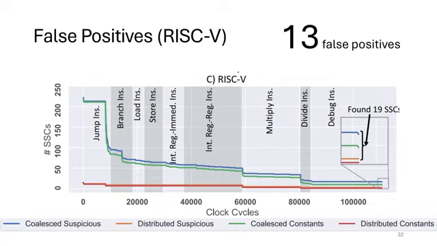RISC-V uses a simple program that uses all 8 instruction types. This is a program that's given in the RISC-V design repository, the open source repository. This one finds 16 coalesced and 3 distributed systems of counters, and 2 of those 3 distributed ones are suspicious, and 4 of the 16 coalesced ones are suspicious. So there are 13 false positives here, but it's still pretty significant that it eliminated so many.